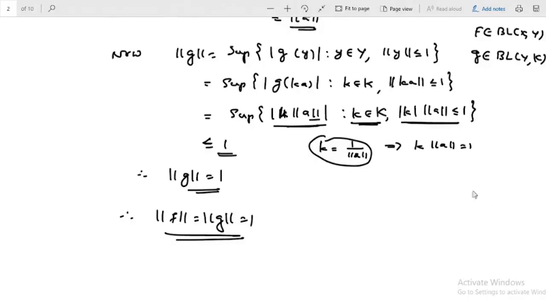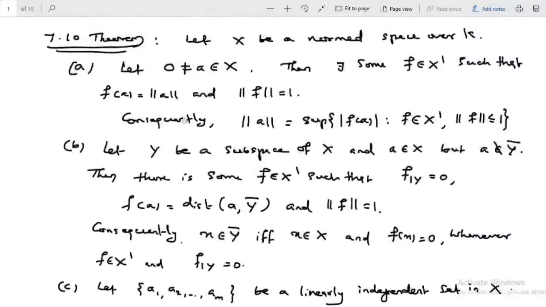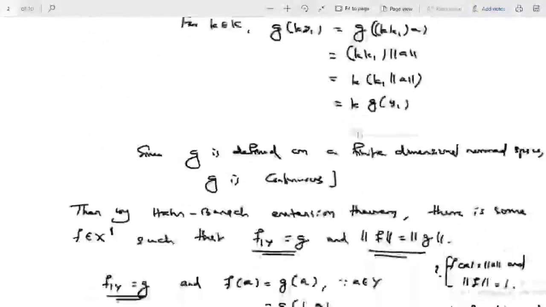That is, you got a continuous linear functional f on X such that f restricted to Y is equal to g, f of a is equal to norm a, and norm f is equal to 1. Consequently, the value of norm a becomes the supremum of the set modulus f of a such that f belongs to X dash with norm f less than or equal to 1.